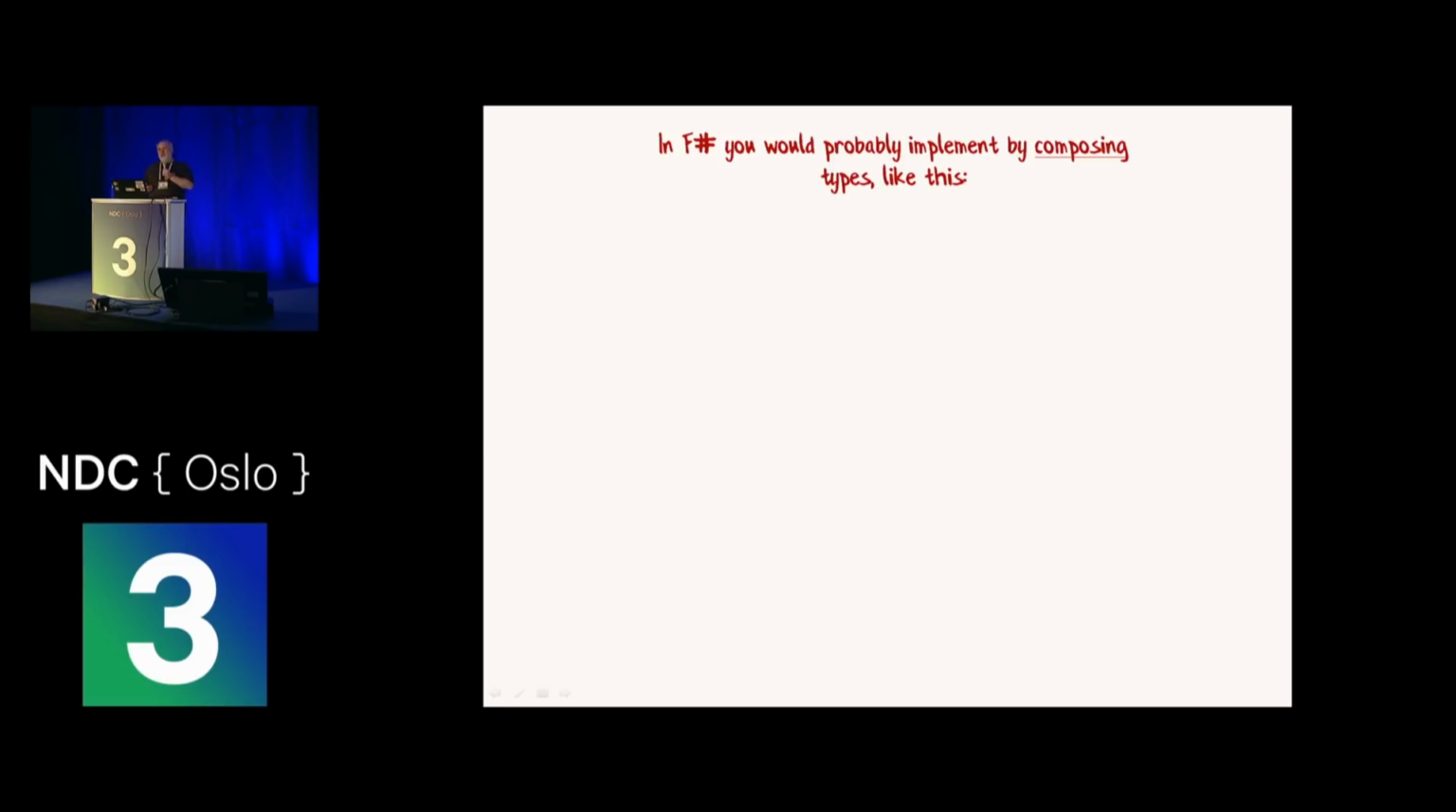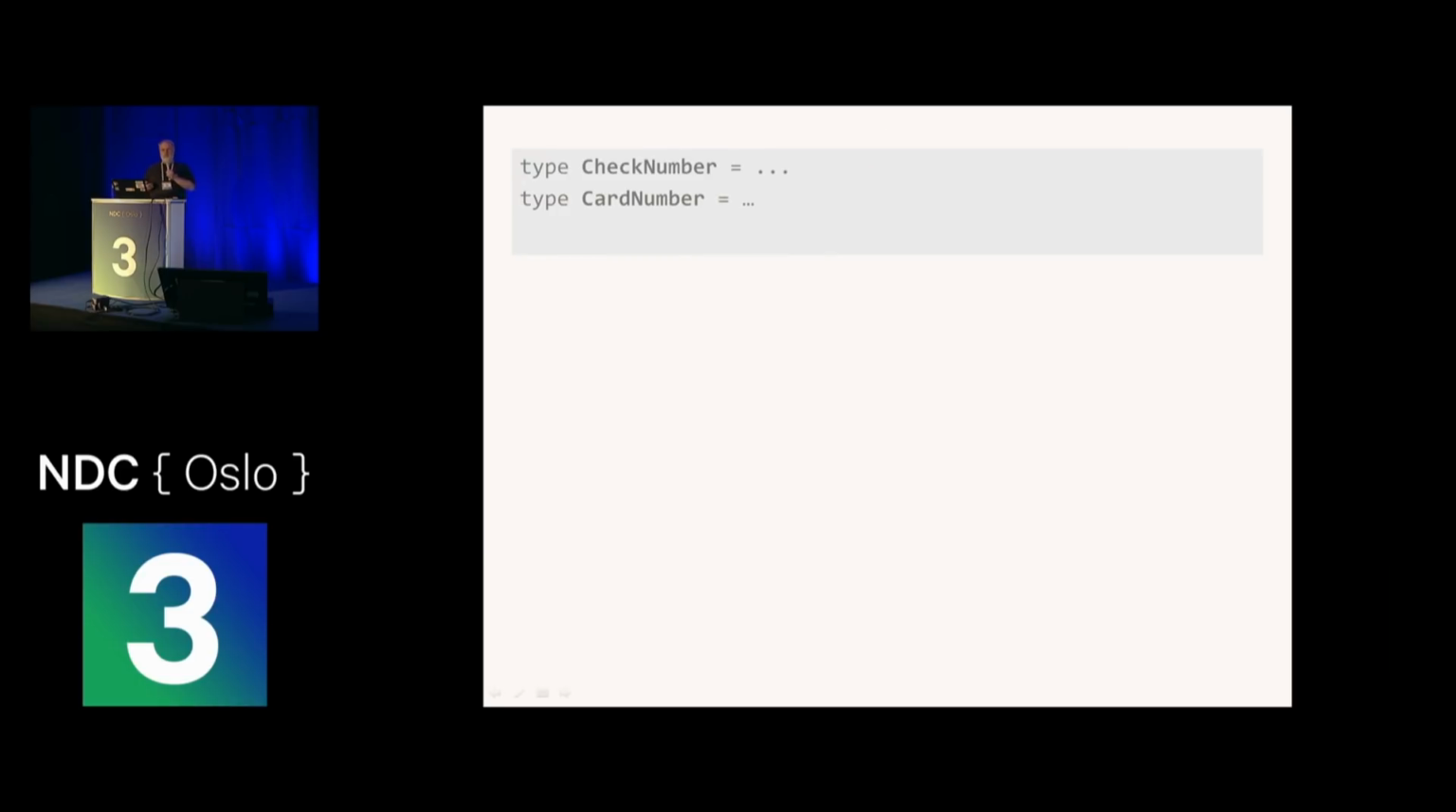Now in F# we probably wouldn't do it this way. We would compose types like this. So we'd start off with some primitive types, like a check number is just an int, a card number is just a string, and so on and so forth. We take these basic concepts and we build bigger ones from the smaller ones.